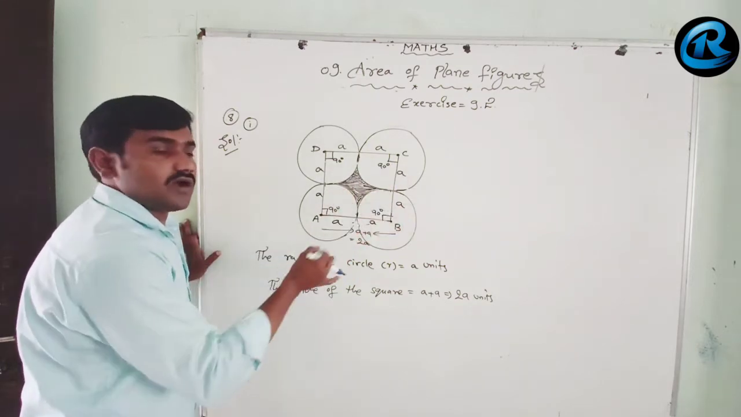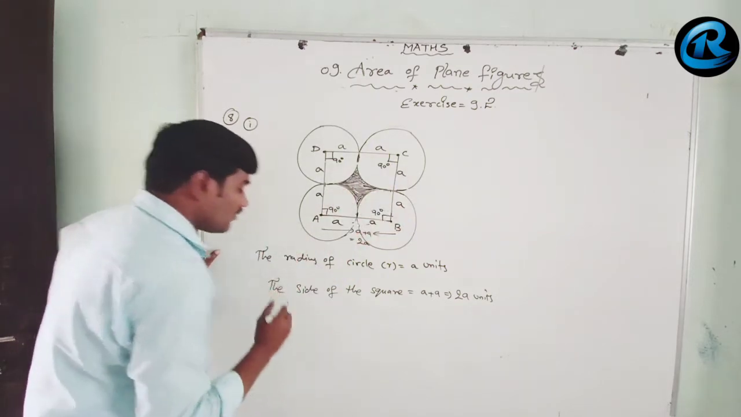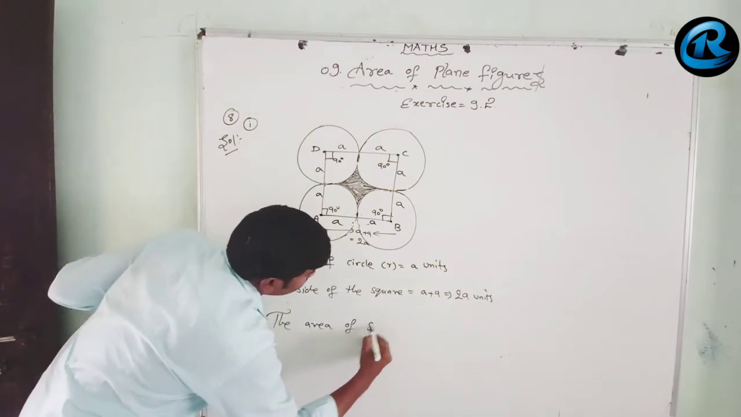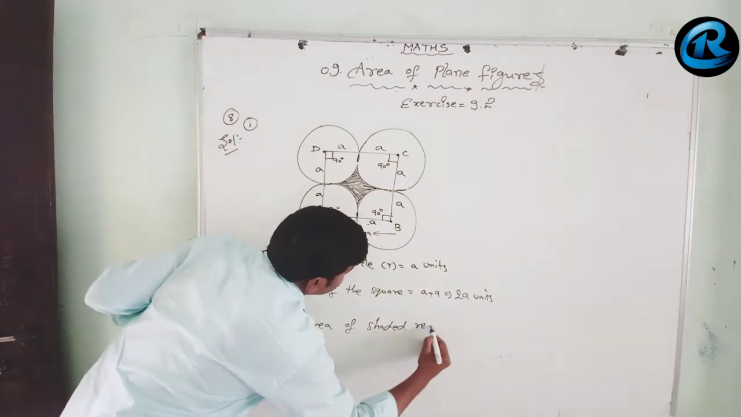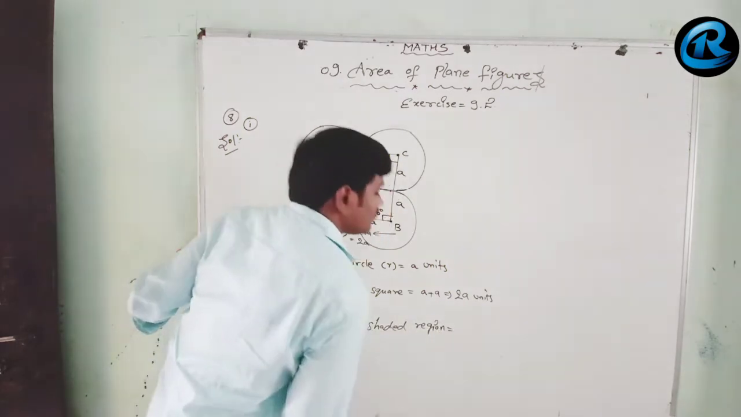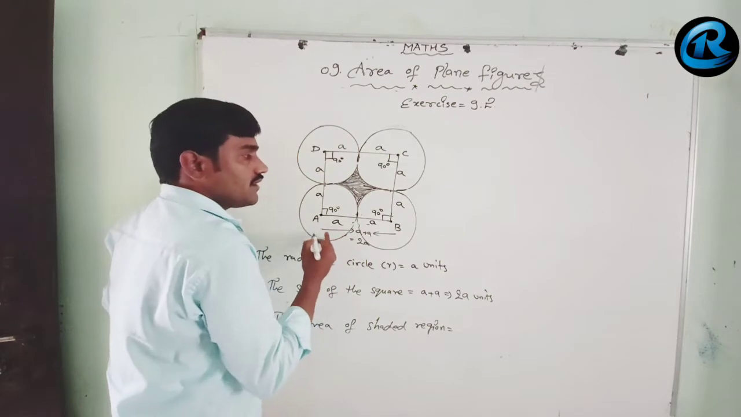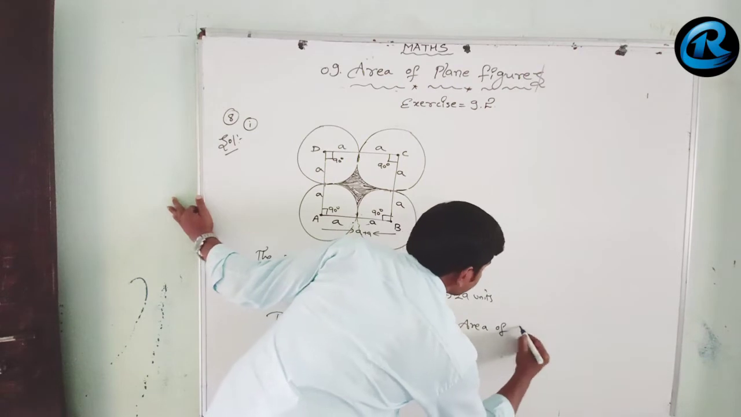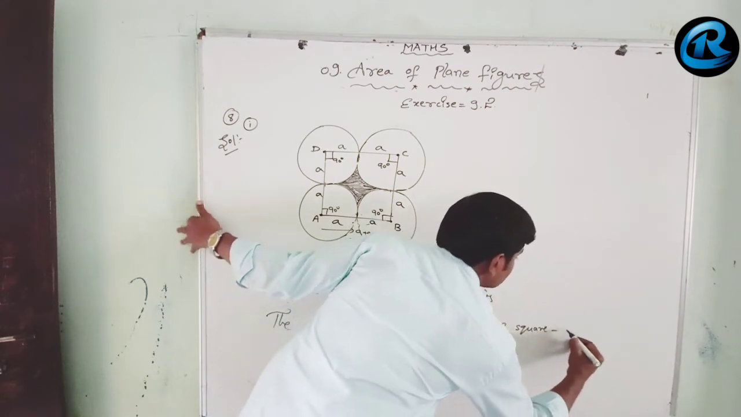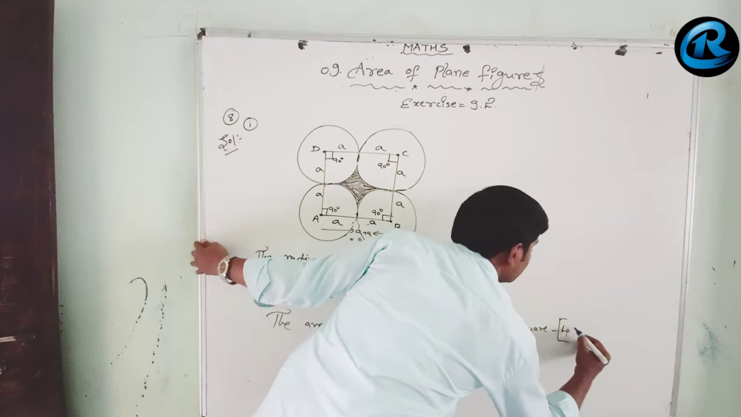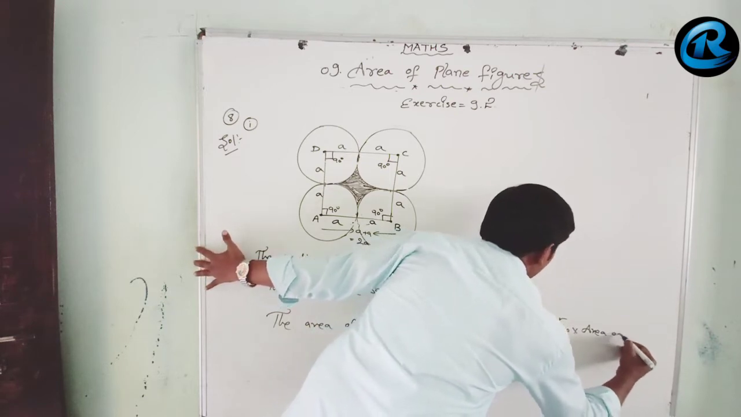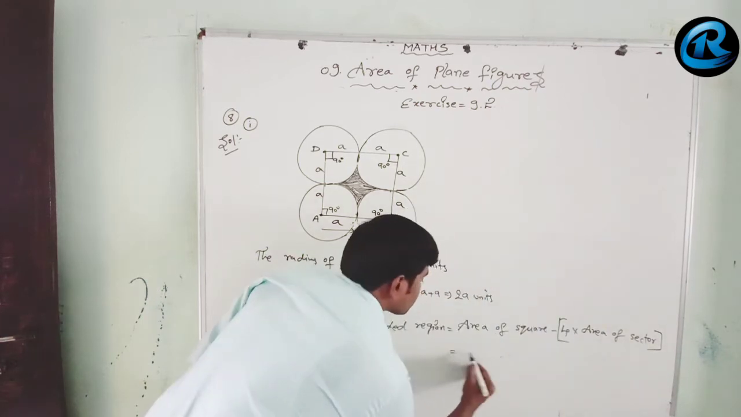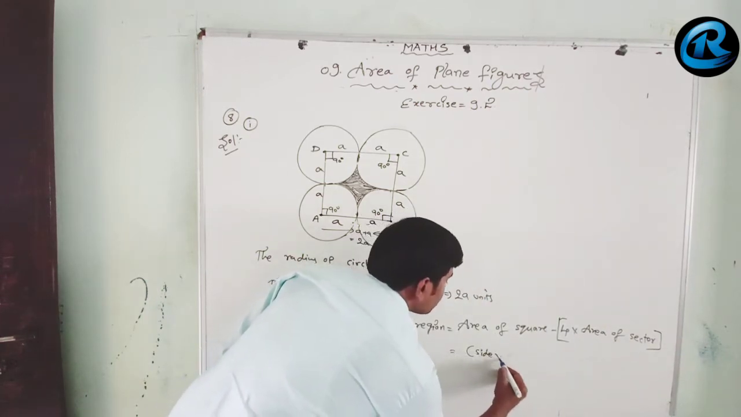Same thing. Just now what we have done, the same thing we have to do. Now the area of shaded region is equal to area of square minus area of 4 sectors. Area of square minus 4 into area of sector. So area of square formula is side into side.